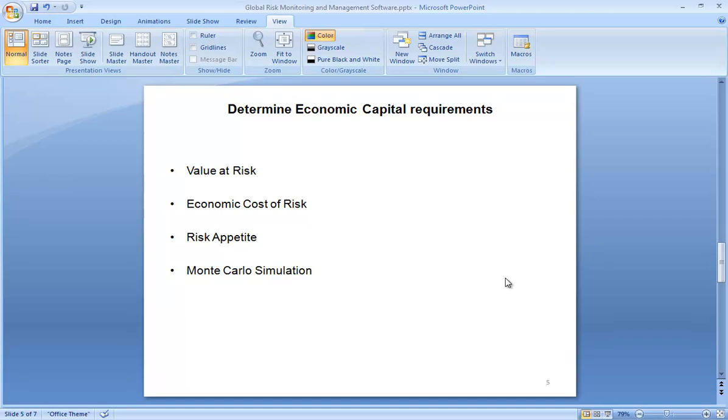As I mentioned before, it goes through and does a lot of economic capital modelling. We'll have a look at some of the menus there. Value at risk, obviously, economic cost of risk. It also allows people to assess their risk appetite, or to measure the potential risk appetite they're willing to take on, and then to run a series of simulations so that they fully understand the distribution of potential risk and the percentage of risk they're willing to take on.